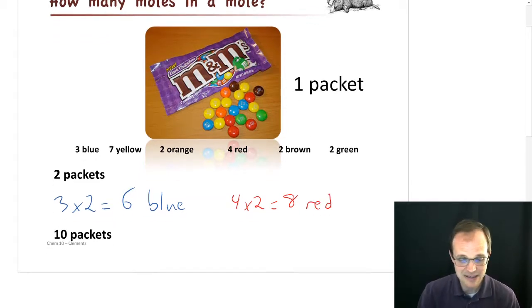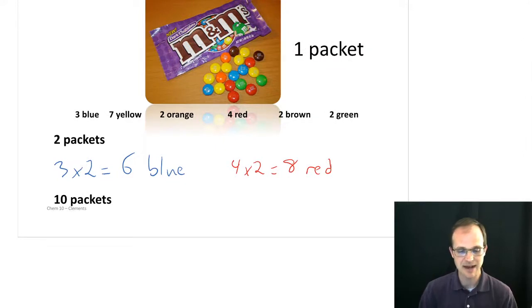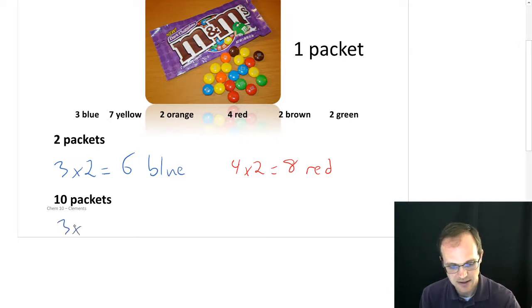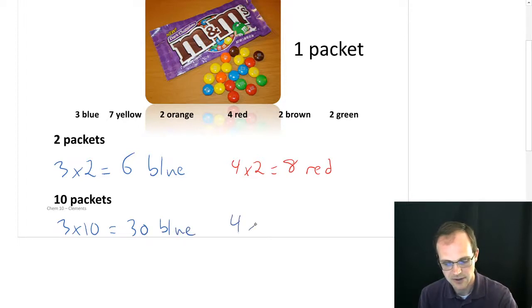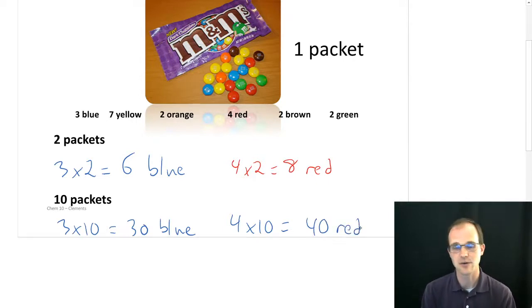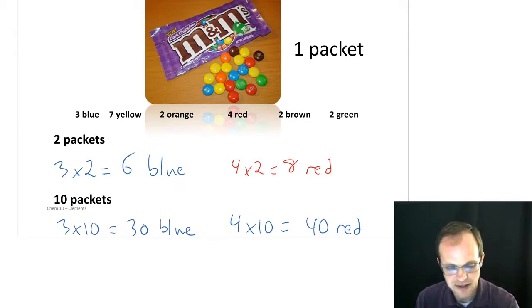What if I had 10 packets? If I had 10 packets of M&Ms, I would have 3 times 10 equals 30 blue, and 4 times 10 equals 40 red. And you could just go on like that and pick any number you want and just multiply it out. But let's switch.